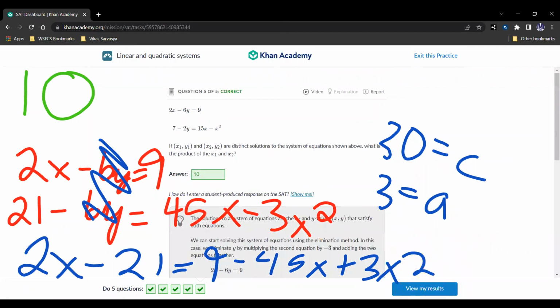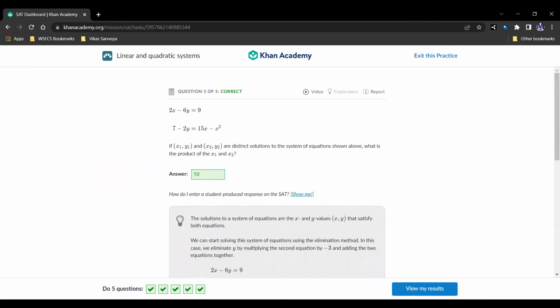We didn't have to do any of the actual finding of the roots, so we used Vieta's formulas. Incredibly useful. Remember those. Remember how to manipulate the equations algebraically, and just do what the question asks you to. It's not very difficult in these questions, and I'll see you next time.